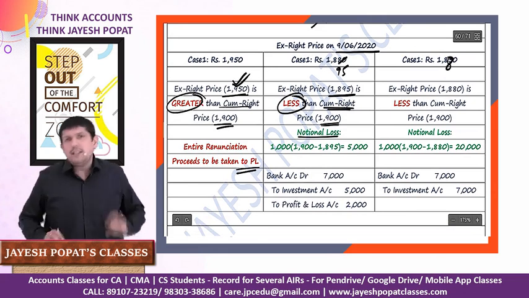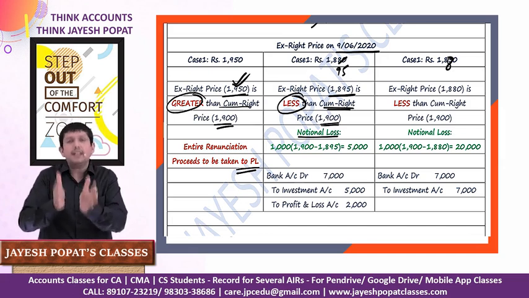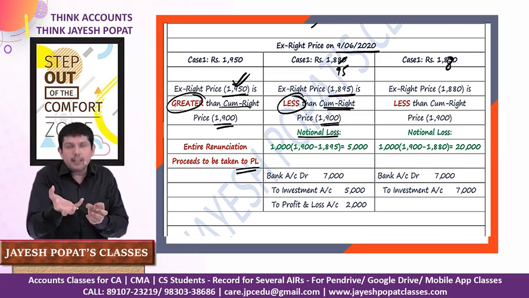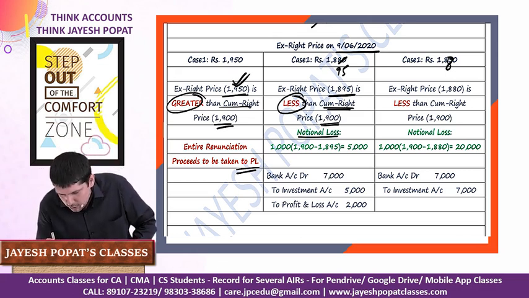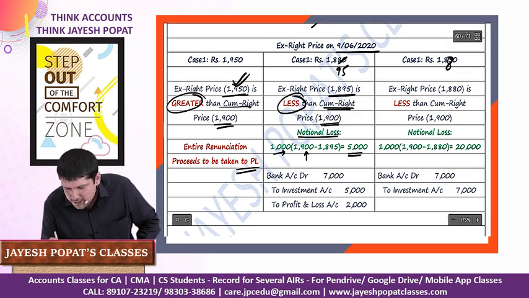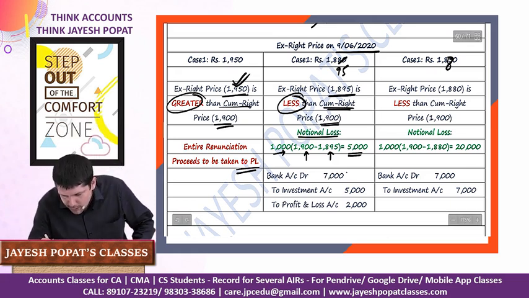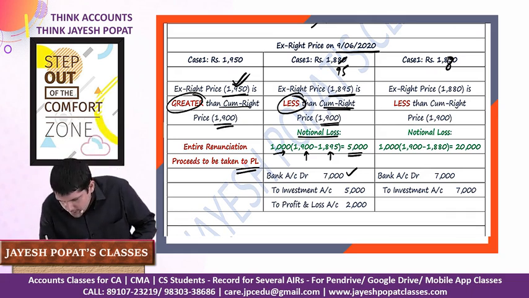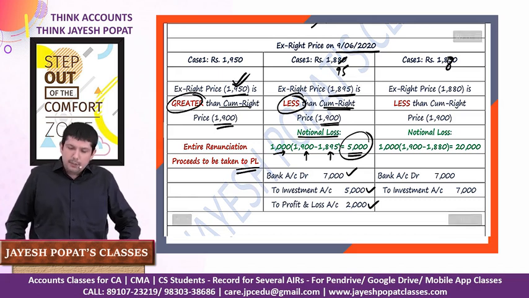So there is a notional loss. Why notional loss? Because we haven't sold this off as yet. In future the price may increase. This is just to take a decision on whether we take the entire renunciation proceeds to the profit and loss or whether the renunciation proceeds should be credited to the cost of the investment. In this case, our notional loss is 5,000: 1,000 shares we had purchased at 1900, and now the ex-right price is 1895. So we'll say bank account debit, because in total we have received 7,000 by selling the rights. Investment we will credit by 5,000 to the extent of notional loss, and the balance 2,000 will be credited to the statement of profit and loss.